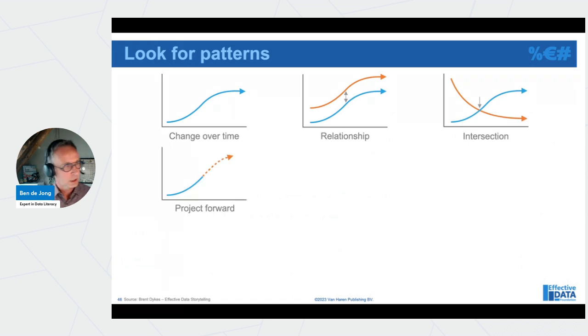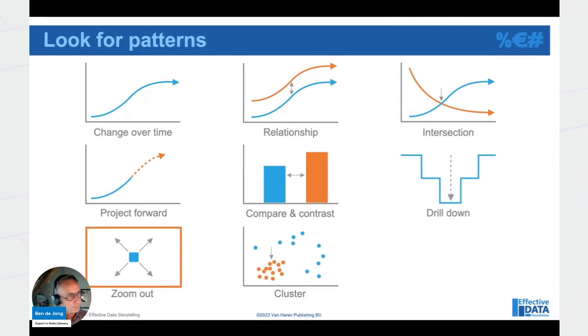So look for patterns, such as change over time. Look for relationships. Look for intersections. Intersections are really interesting. Why? Because at that point the lines cross. Very interesting. Project forward, so you see what we can think about what is coming in the next periods. Make comparisons and use some contrast in it. Then drill down.